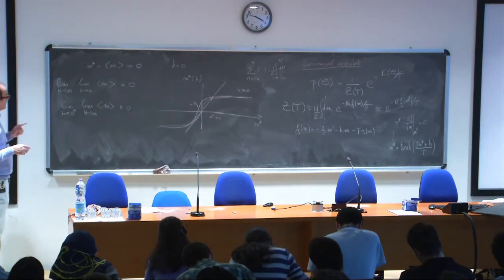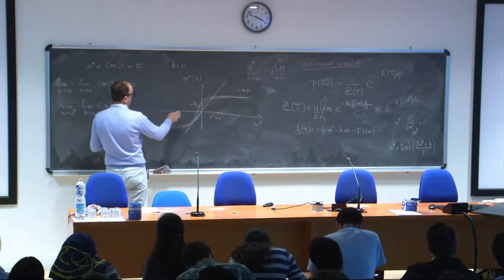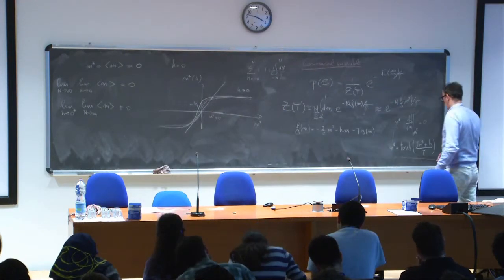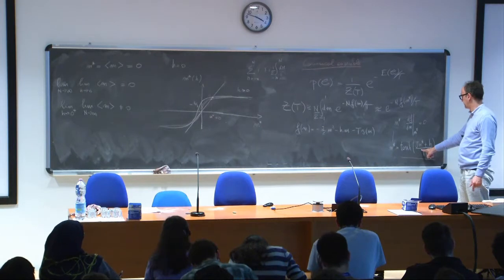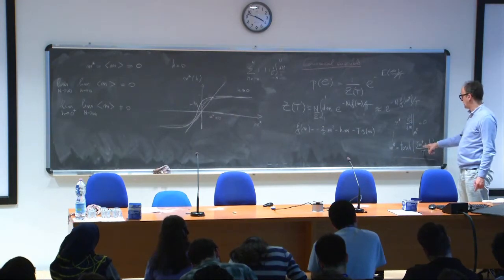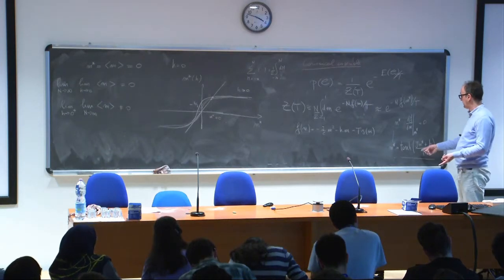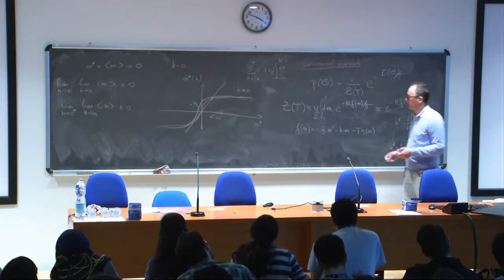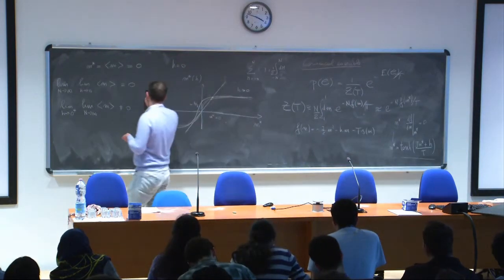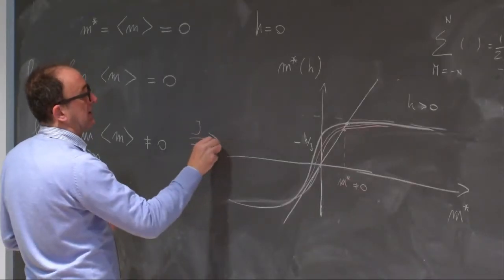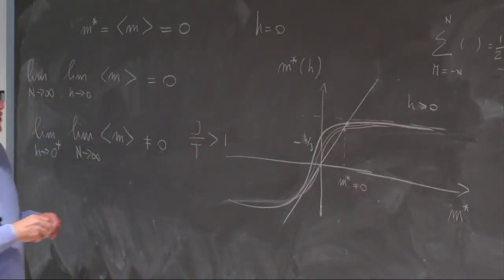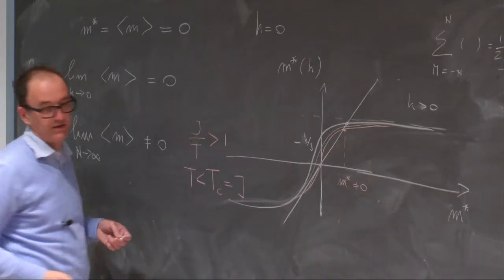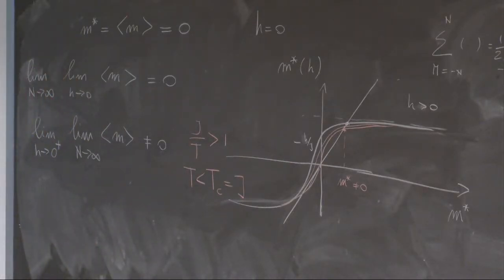And this happens only when the derivative of this function at h equal to 0 and m star equal to 0 is larger than 1. So essentially it happens only when J divided by T is larger than 1, or when T is less than a critical temperature, which is equal to J. Okay?